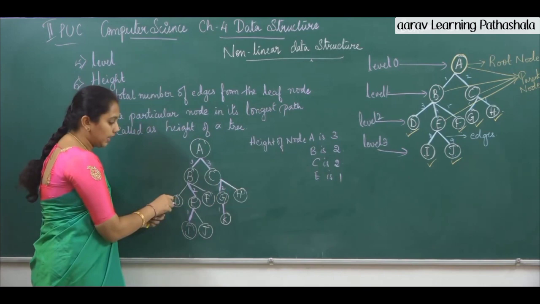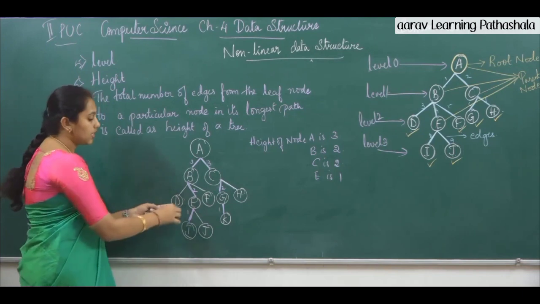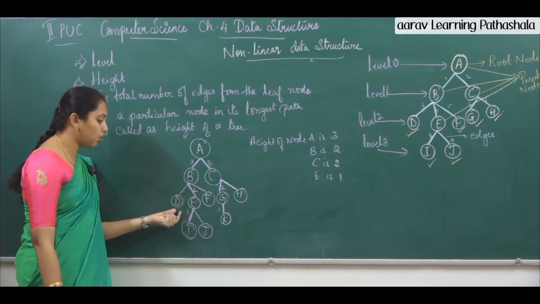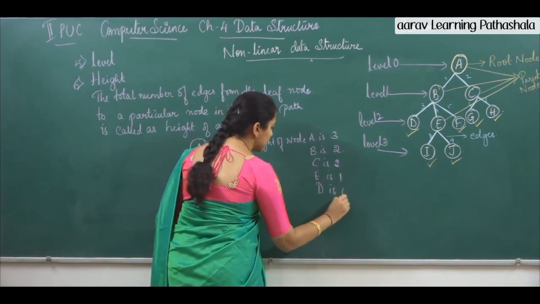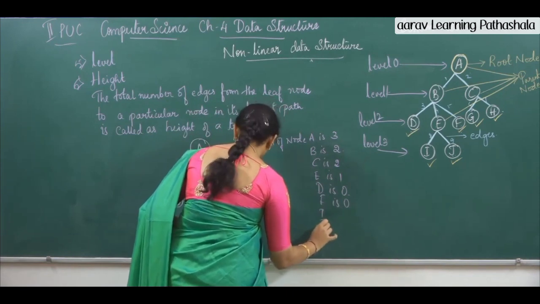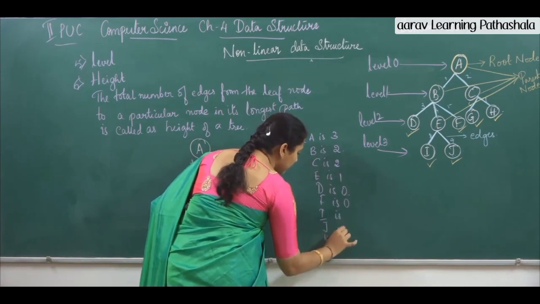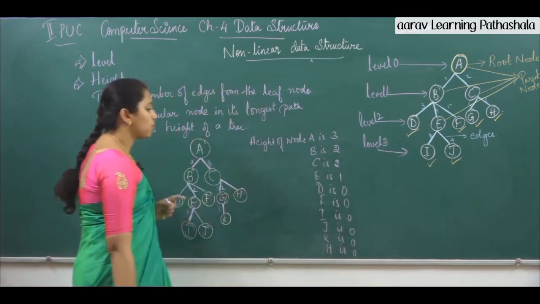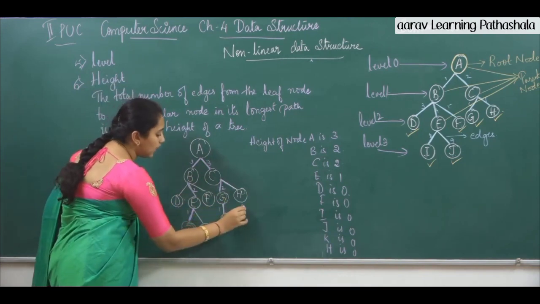And height of node D. D does not have any child node, so this is a leaf node. D and F are the leaf nodes. Hence, the height of these nodes is 0. I, J, K as well as node H is 0, because these nodes don't have any child nodes. Hence, the height of these nodes is 0.